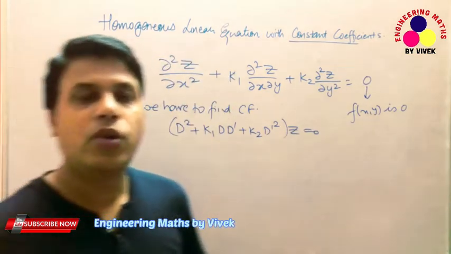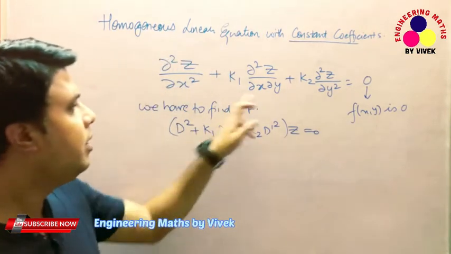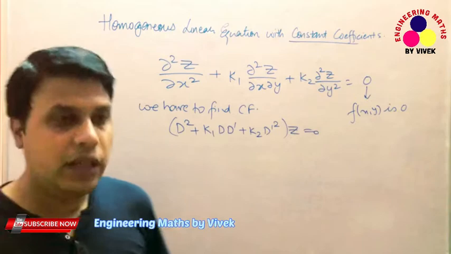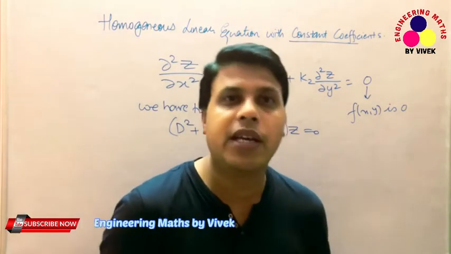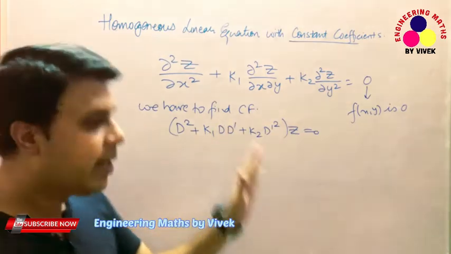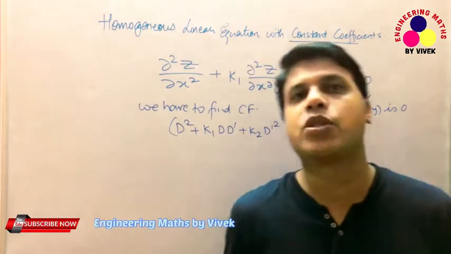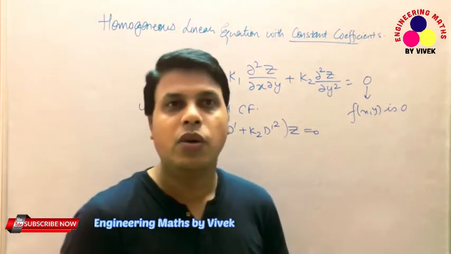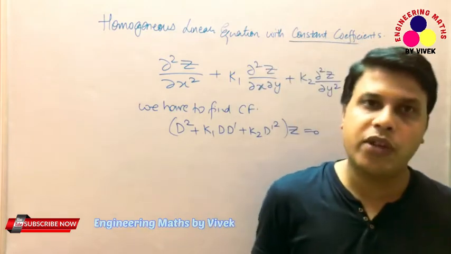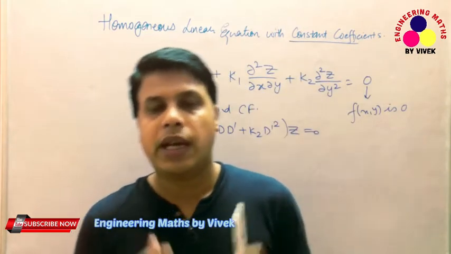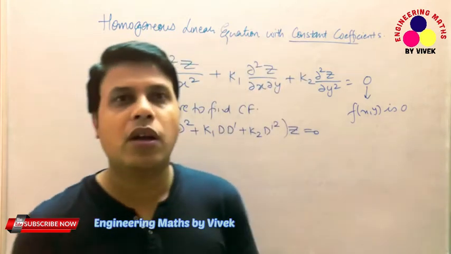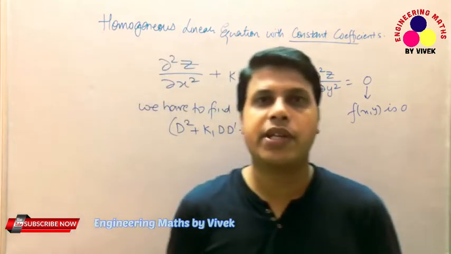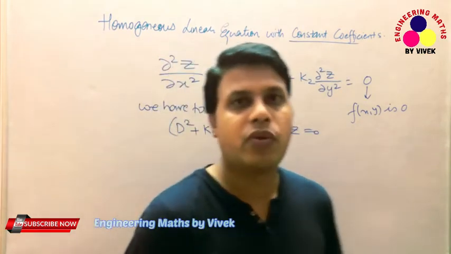As I told you, we are going to replace del over del x by D and del over del y by D dash. So this equation has become a quadratic equation. If we closely look at it, it is a quadratic equation in D square and D prime square, meaning it is a quadratic equation in D and D prime. As it is a quadratic equation, it has two roots, and these roots may be equal, or they may be distinct. So we are considering two cases. First we have distinct roots, and second we have equal roots.